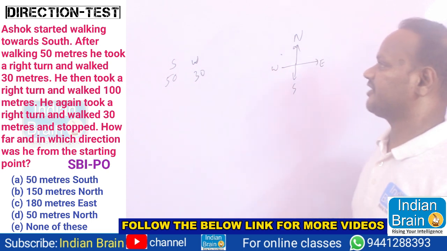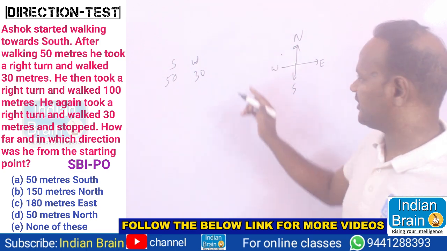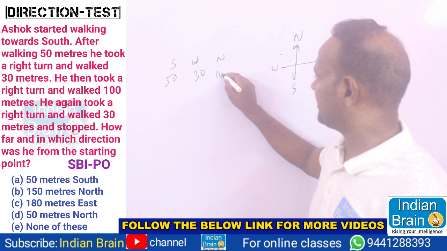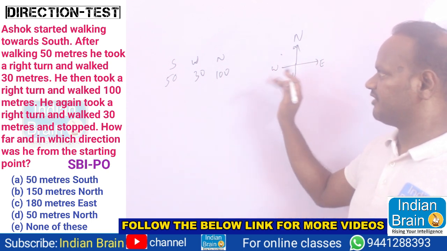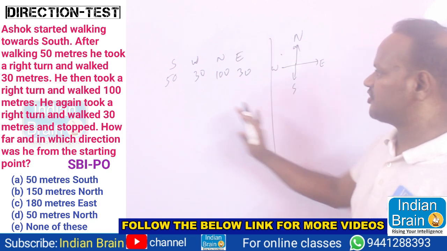Okay, fine. And after that, the next one. He then took a right. After west, right again means what? North side. Yes, north. North, how many meters? North, 100 meters. Nice. Finally, he turns right. Finally turning right means what? Again, it will be the east side. East side, how many meters? 30 meters. These are the values as given.